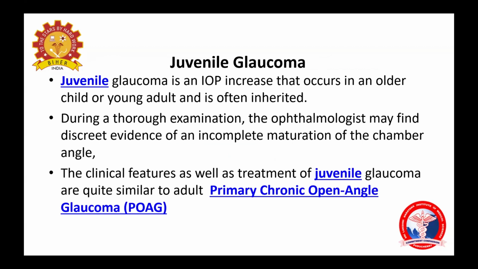Now, during a thorough examination, the ophthalmologist may find discrete evidence of an incomplete maturation of the chamber angle. Clinical features as well as treatment of juvenile glaucoma are quite similar to an adult chronic open-angle glaucoma.